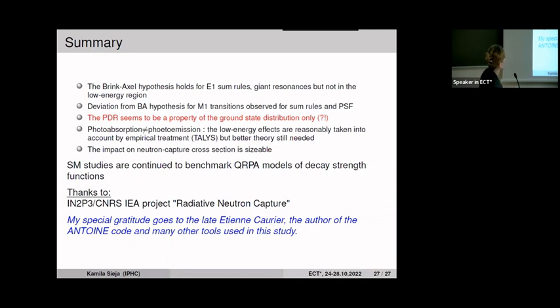And I want to thank especially my late colleague Etienne Caurier, who was behind all the shell model codes, as you know, and in this case, he was also the guy who did these nice empirical interactions for the opposite parity states in the sd shell. Okay, and with this, I thank you for your attention.